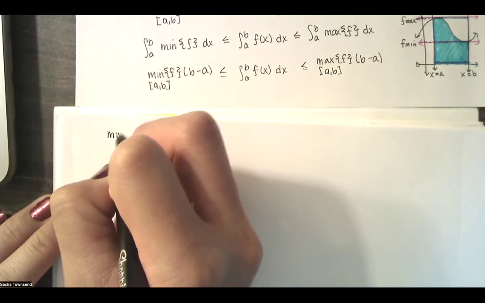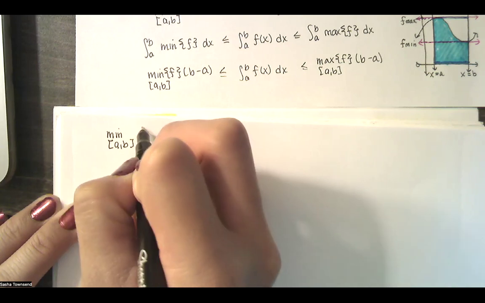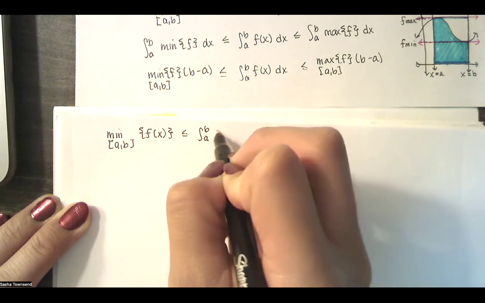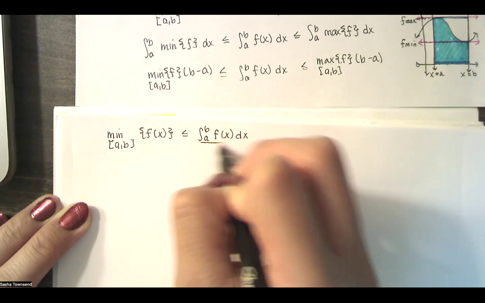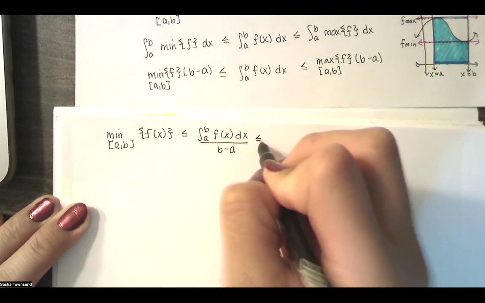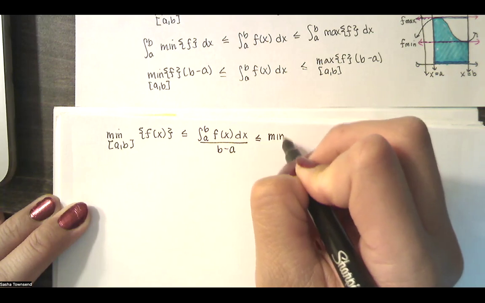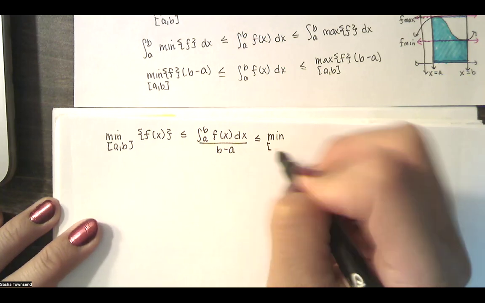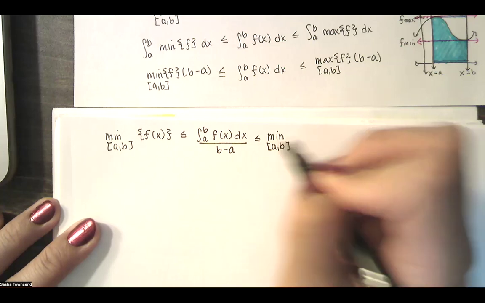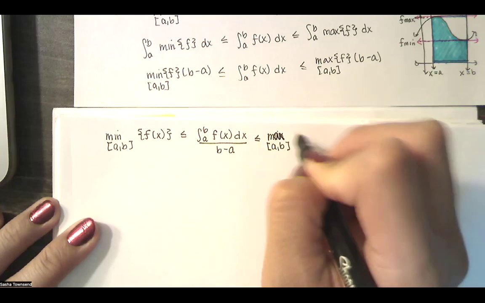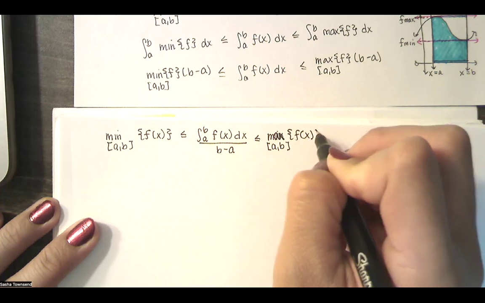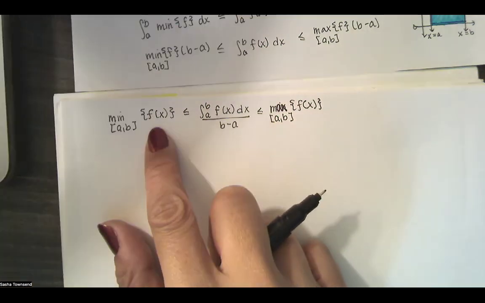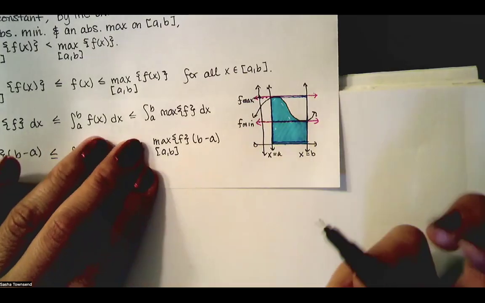So we've got the minimum value of f on the interval from a to b is less than or equal to the integral from a to b of f of x dx divided by b minus a, that's the average value of f, and that's less than or equal to the maximum value of f on the interval from a to b. So we know that the average value has to be between the minimum and the maximum. And that is sort of consistent with our expectations.